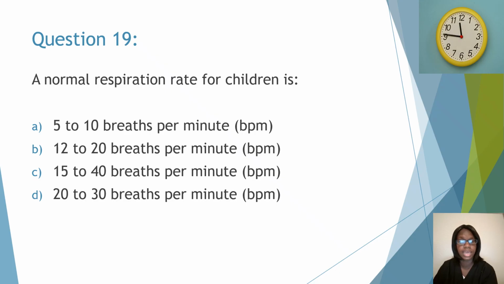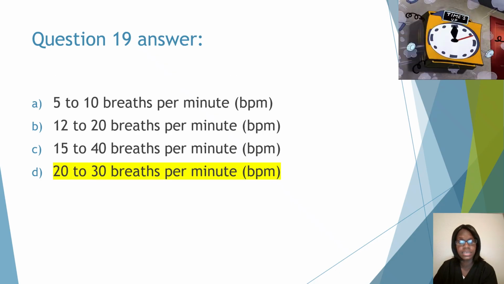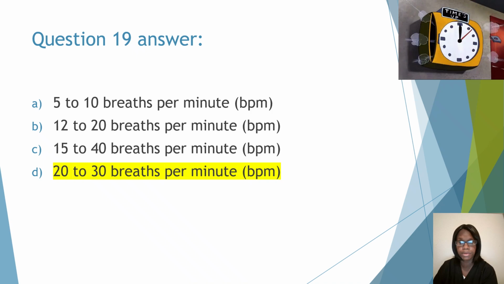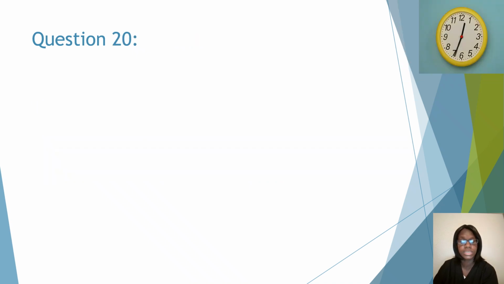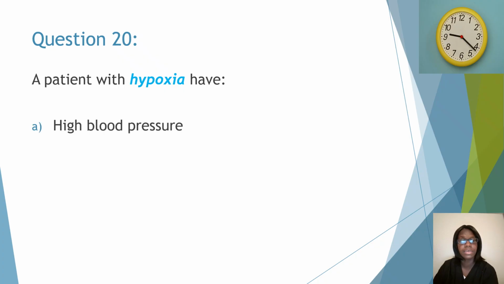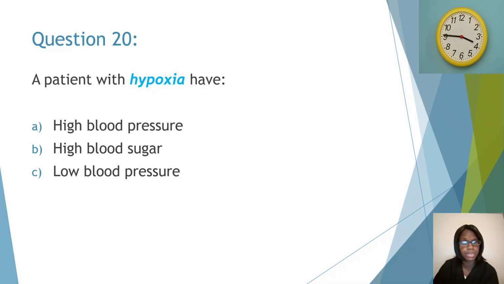All right, the correct answer is D, 20 to 30 breaths per minute. Question 20. A patient with hypoxia has A, high blood pressure, B, high blood sugar, C, low blood pressure, D, low oxygen levels.